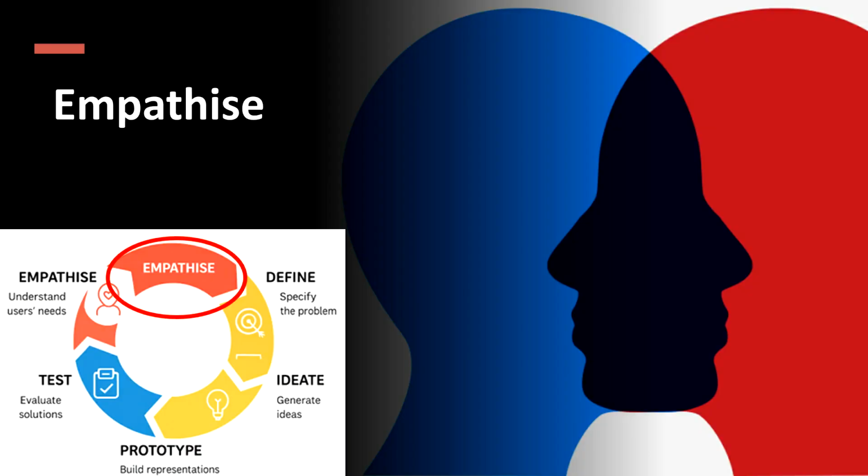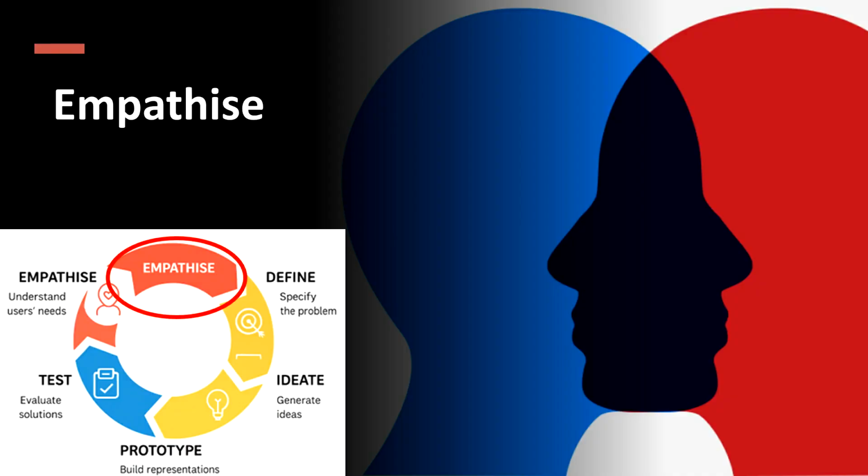The first one is empathizing. So, this is about understanding the people's need. More than understanding their needs, it's about understanding the people who are going to be using the solutions. It is about putting yourself in someone else's shoes to try to see the world from their point of view. Here, you ask questions such as, what is it that they need? What makes their life difficult?